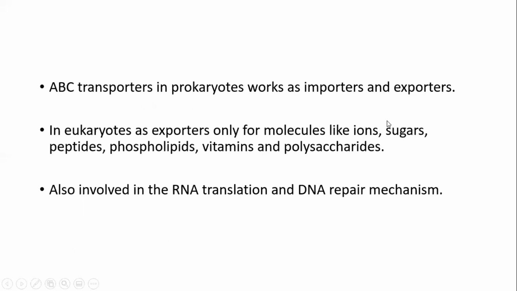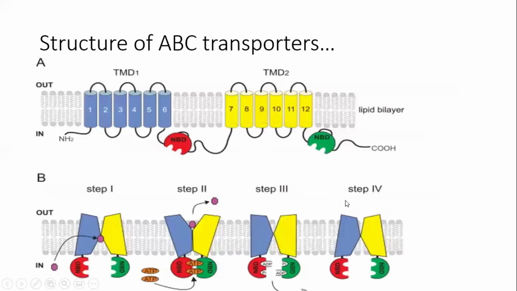Okay. So in the case of prokaryotes, ABC transporters work as importers and exporters. So it's not that their job is always to throw the toxin outside. There are many other things which are required by the bacteria, so even those can be taken in. For example, ions, sugars, peptides, phospholipids, vitamins, polysaccharides. It is also involved in RNA translation and DNA repair mechanism.